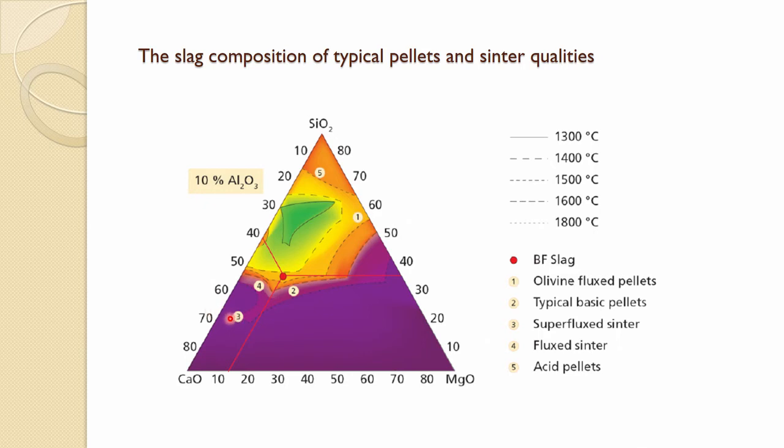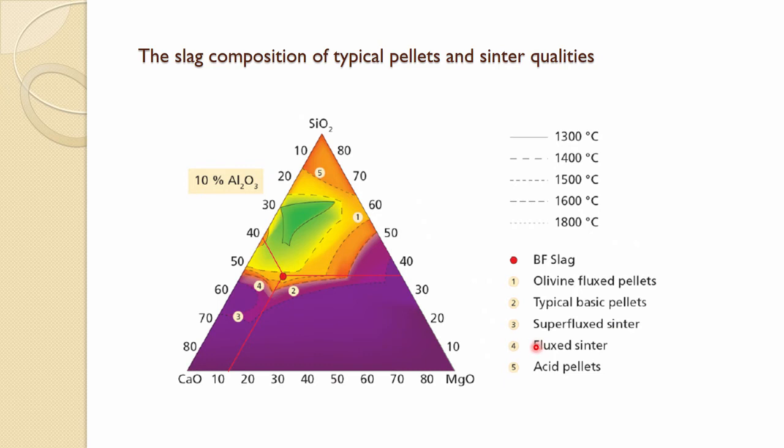Which is having almost 60 plus percentage of CaO, and then SiO2 is of course quite low, about 25% or 30. MgO is also low, about 5 to 10%. So, this is a typical composition of the superflux sinter, and which has a solidus temperature range of about 1800 degrees Celsius, between 1800 and 1700 I would say. That is the solidus temperature for the superflux sinter.